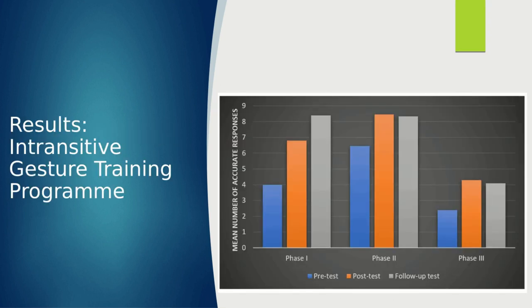Regarding the results, significant differences were found between the pre-test, post-test, and the follow-up test in the 3 phases for each training program among the 15 participants. The mean number of times the participant answered correctly in each pre-test, post-test, and follow-up test was calculated to be compared. These figures show the mean number of correct answers in the 3 phases of the intransitive gesture training program. In phase 1, the participants' performance in recognizing the 11 taught gestures increased by 25.5% in comparison between the pre and the post test.